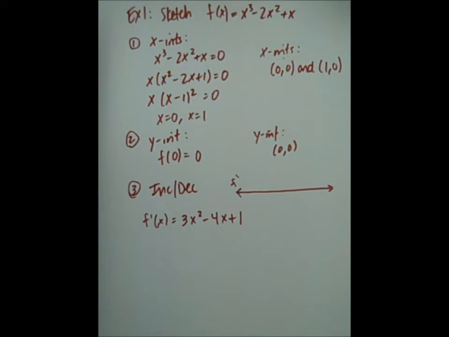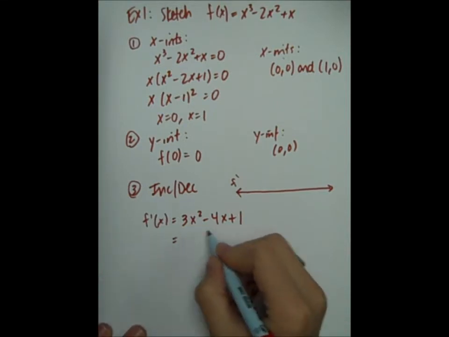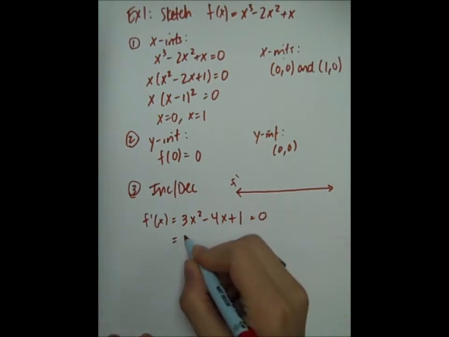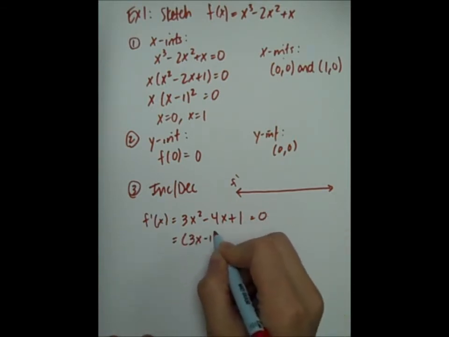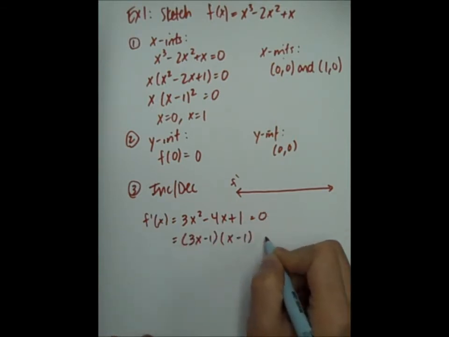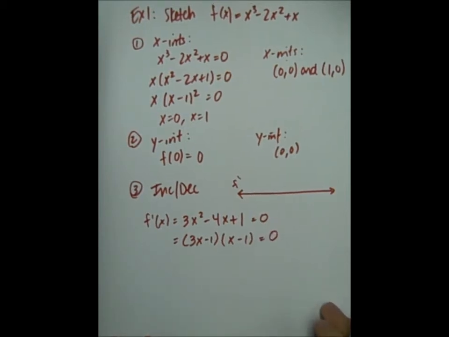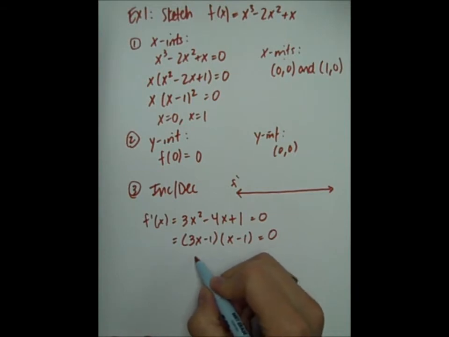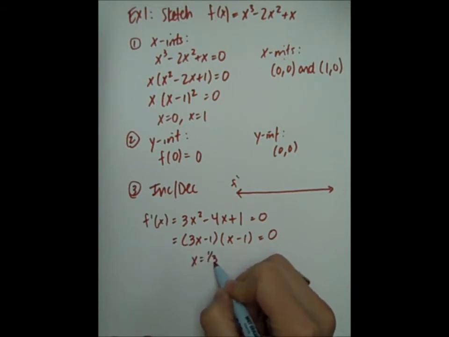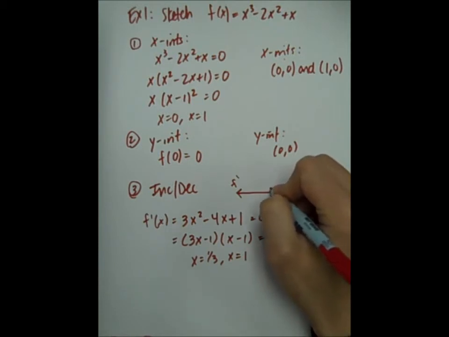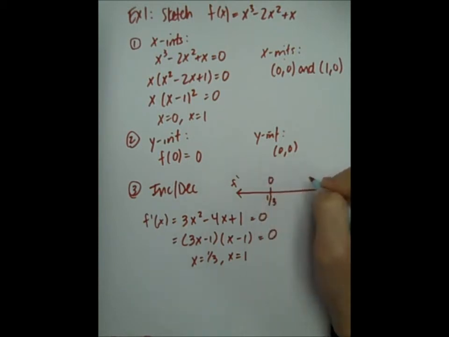Which we can actually factor. Since I'm setting it equal to 0, this factors as 3x minus 1, x minus 1. Now if I solve this for x, I'll get x is 1/3 or x is 1. So I'll come up here to my curve, or my line, and draw those 2 points. And now let's start testing points.